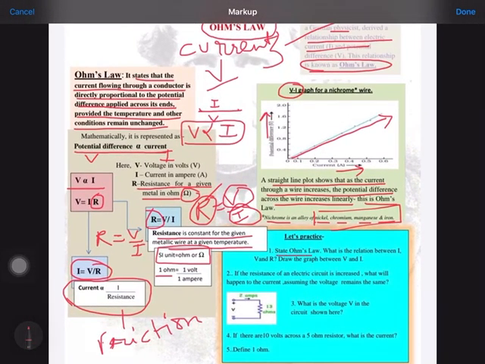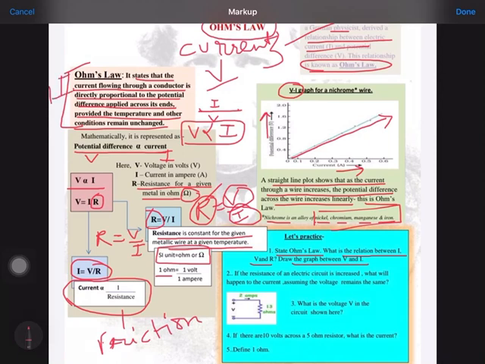State Ohm's law and what is the relation between I, V and R, and draw the graph between V and I. It's a very interesting question. First you have to state Ohm's law. You can easily write the Ohm's law. The first part of your answer will be from here.